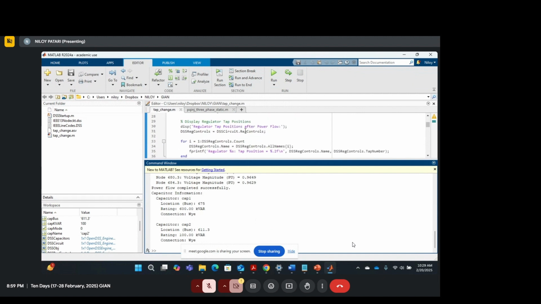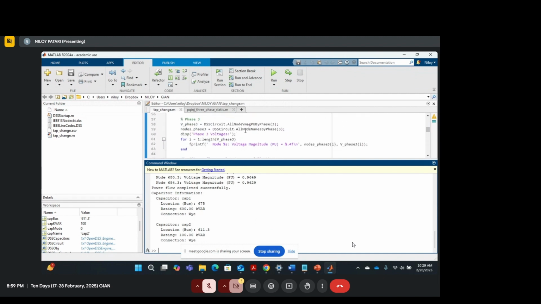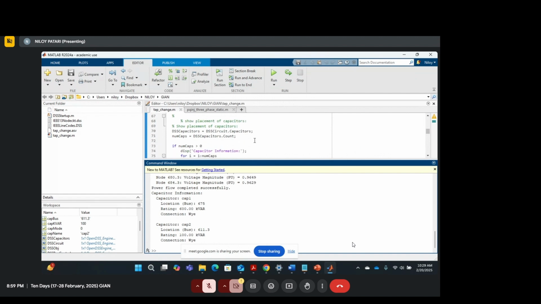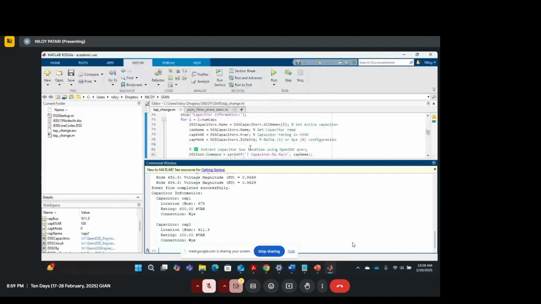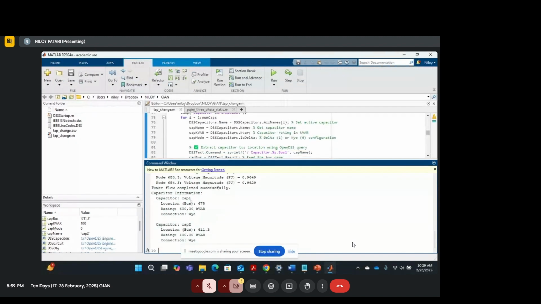And then at the end, I also wanted to know where capacitors are present. So there is this code that I put in that finds capacitors and displays the names and which nodes they are connected to. It also gives capacitor information. So there is this capacitor 1, which is connected at 675 in all the phases of 675, 1, 2, and 3, and they were 200 kVA each, right? And there is another capacitor, capacitor 2. It's connected at 611.3. So it is phase C of the 611 node. And the rating was 100 kVA, right?